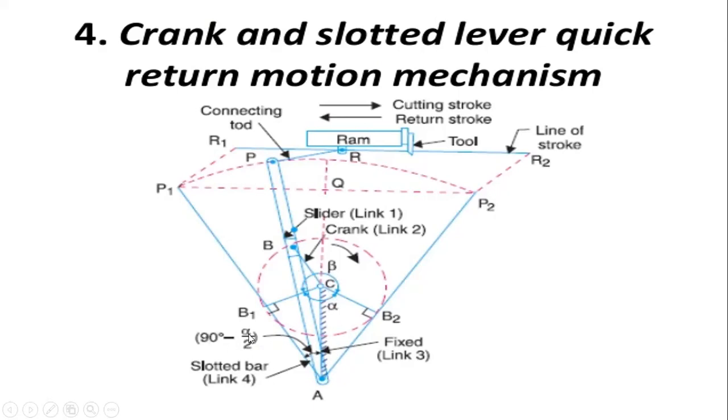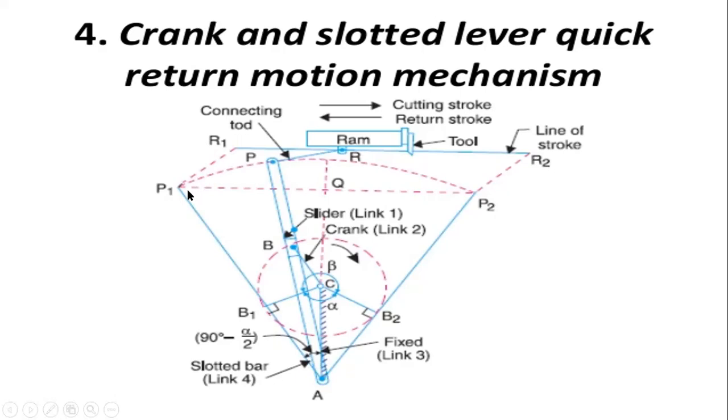So 90 degrees minus alpha by 2 is the angle between the fixed link and the slotted lever bar at the fixed position, that is AP1. So that angle between AP1 and the fixed link is called 90 degrees minus alpha by 2. And when the slotted bar is at the P1 position, the ram is at the R1 position. So that is the initial position.